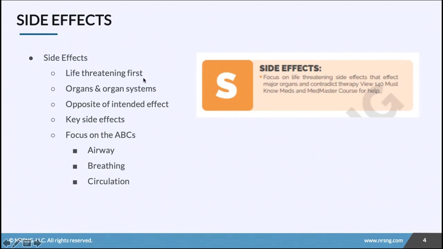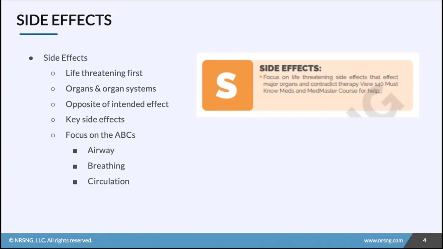Then I want to focus on key organs and key organ systems. We always talk about the big three at InterSNG. We talk about cardiac, respiratory, and neuro. We want to focus on how this medication is going to affect major organ systems. Those three major organ systems. Without those three functioning, my patient is dead. So I need to really understand, first of all, life-threatening. Second of all, the three major organ systems.